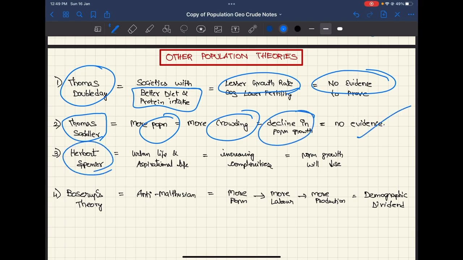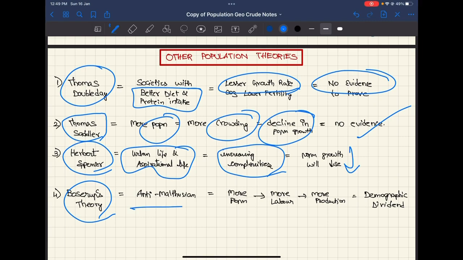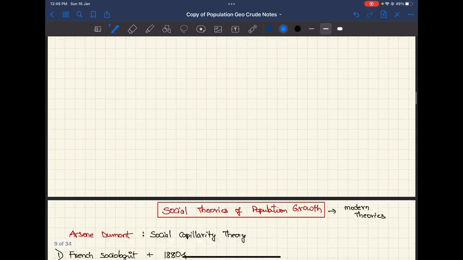Herbert Spencer talked about urban life and aspirational life. It will increase complexities, therefore population growth will decrease. Boserup's theory, on population and agricultural growth, talks about population as a resource. It will result in more labor and more production. This can be correlated to the demographic dividend concept.